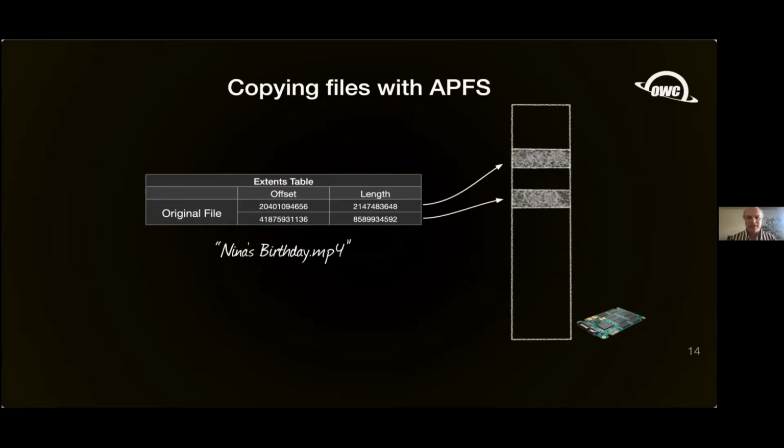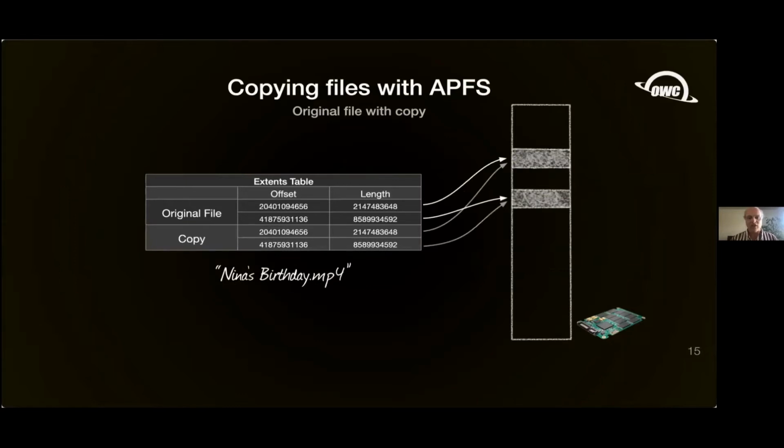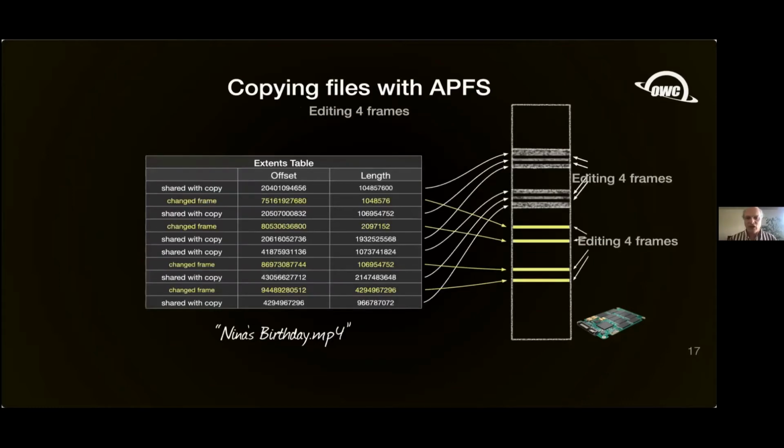So with APFS, I've got my original file, same two extents. I make a copy, and now the copy is sort of like having a hard link to the original file. It's got pointers to the exact same data on disk. When I go and write to the original file, every piece of data that I write now has to go to a new place on the disk. So in this case, I've written 4 places. The 4 places add 4 more extents.